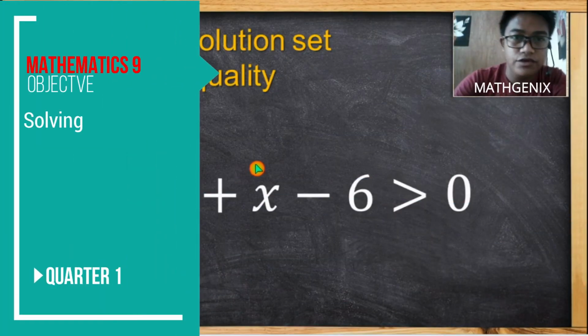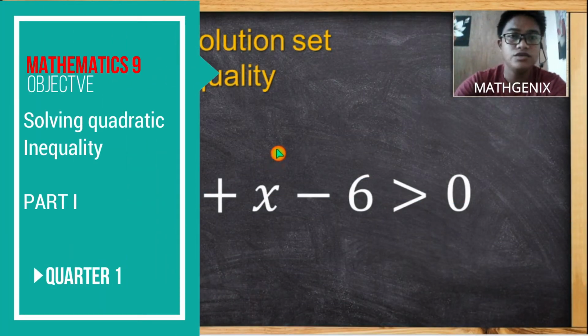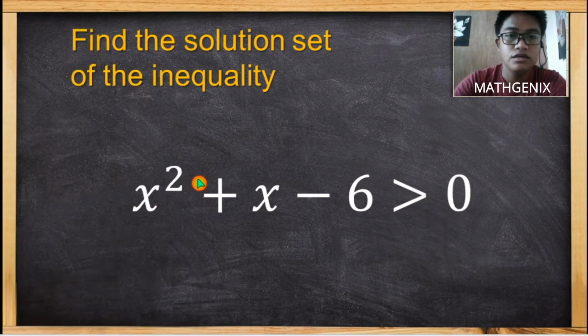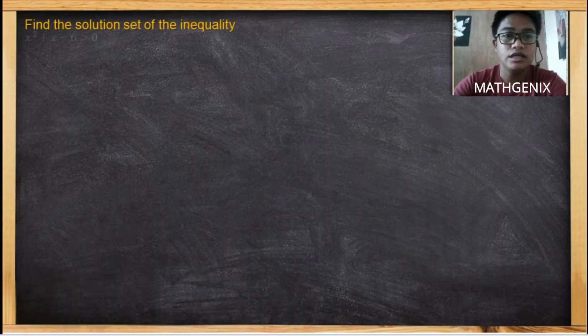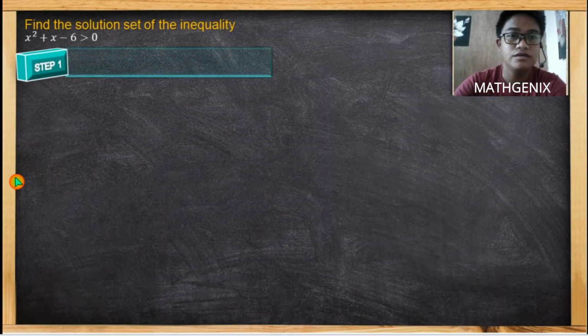So our objective for today is to find the solution set of the inequality. So we have here an example, x squared plus x minus 6 is greater than 0. So meron tayong inequality na symbol. To find the solution of the inequality x squared plus x minus 6 is greater than 0, we have the following steps.